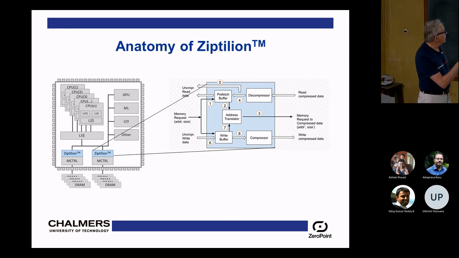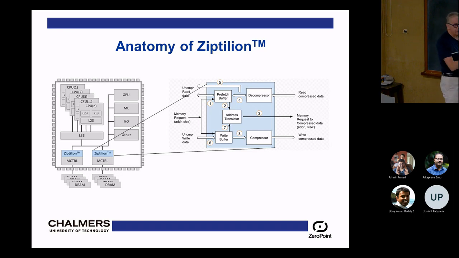The blocks here. When you miss the last level cache, the request will be intercepted by this IP block. And then the first thing you do is to look into what we call a prefetch buffer. If you have that data, I'm going to get back to why that is important. If you don't have it, then you will have to go to memory. Before you do that, you have to figure out where exactly my memory block is, because that's not at the same spot as if you don't compress the data, right?